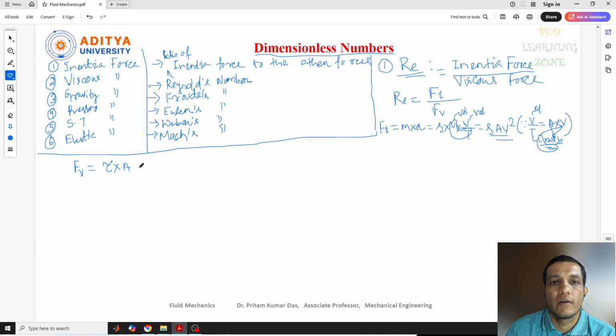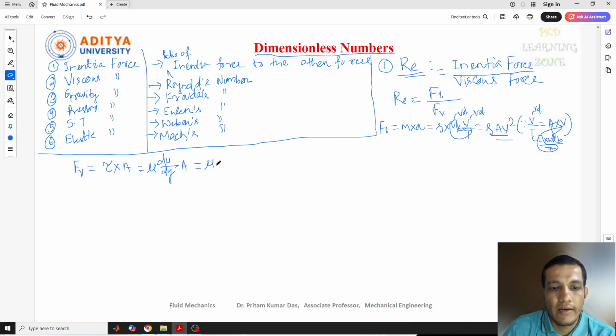So as we have discussed, shear stress into area. Shear stress, we can write this as tau equal to mu into du by dy. We know the formula, and we have discussed this mu into du by dy during Newton's law of viscosity. So this is mu into du by dy into area.